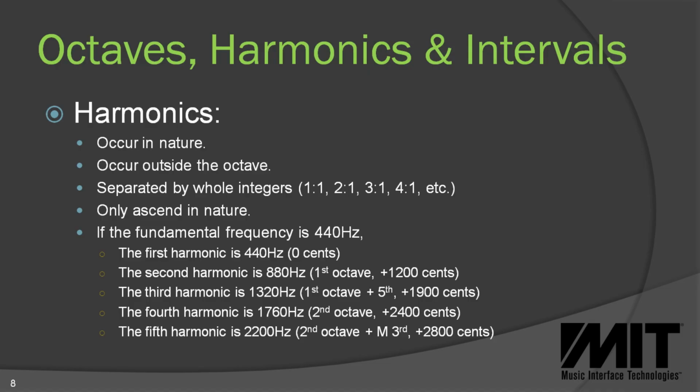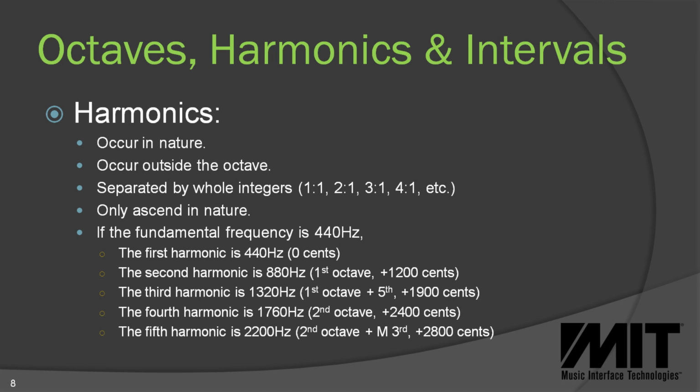The reason that we can hear the difference in musical instruments, for example, say you take a trumpet that plays an A440, and then you take a clarinet that plays an A440. Well, they're playing the same frequency, but they sound completely different. The reason is the different magnitudes of harmonics, based on how that instrument is created or how that sound is made. So harmonics are very important and they occur in nature. Harmonics always happen outside of the octave, and they're always ascending in nature.